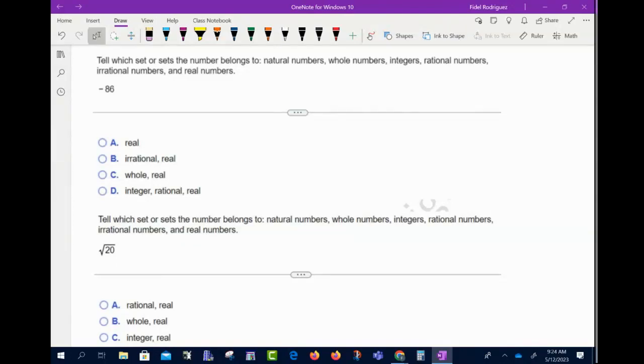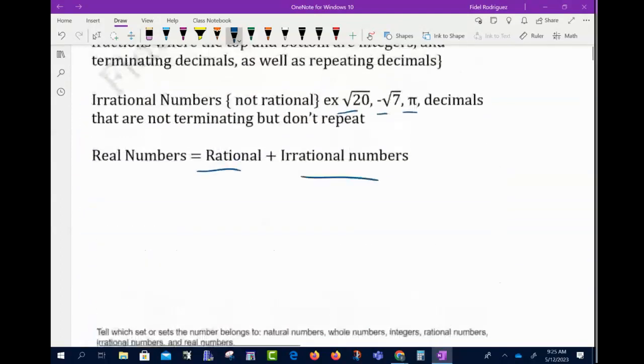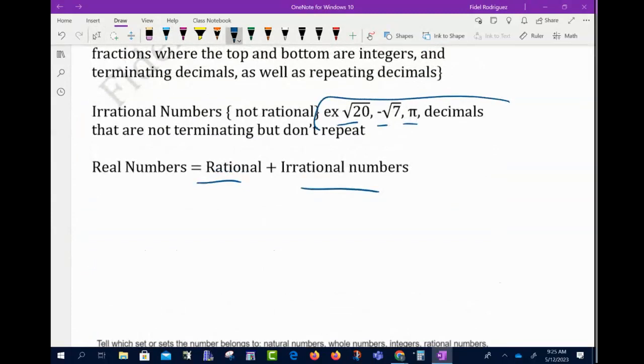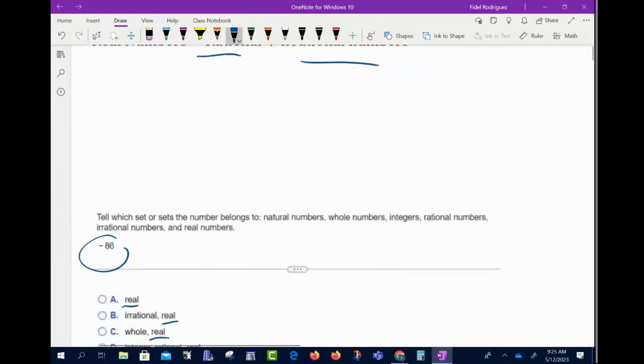So if I look at my 4 choices, all 4 of them have real numbers on there, right? But now I have to figure out what kind of number this is. So negative 86, I know it's real, but that doesn't really help me narrow down my choices, does it? Now the next thing is, is it going to be irrational? Remember what we said irrational numbers look like? These are what irrational numbers look like. Kind of funky numbers, like the square root of 20, negative. So that's not an irrational number, right?